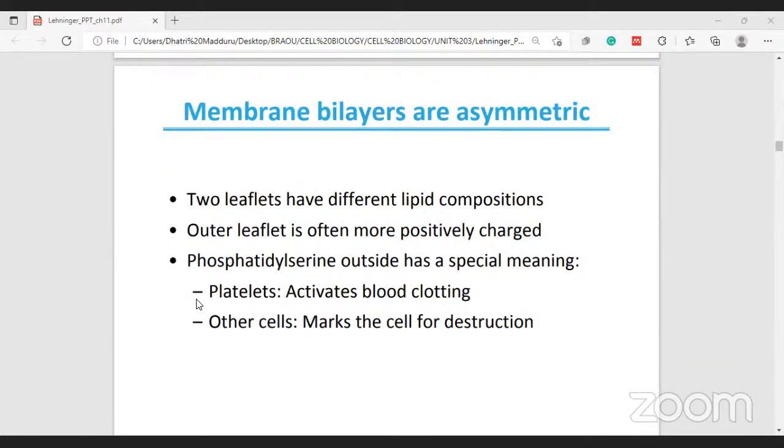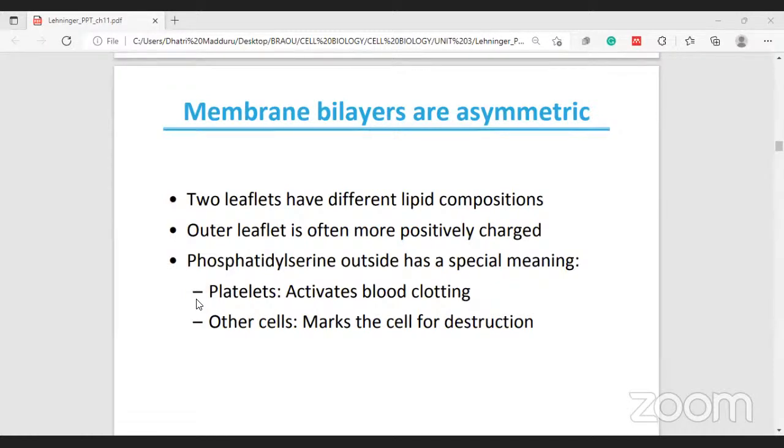As I told you, these membrane bilayers are asymmetric in nature. That means both leaflets are not similar. They have different lipid compositions, and the outer leaflet is more positively charged, whereas the inner leaflet is negatively charged. Phosphatidylserine is usually present in the inner leaflet. But only in some conditions, this will come outside. So that is again a signal.